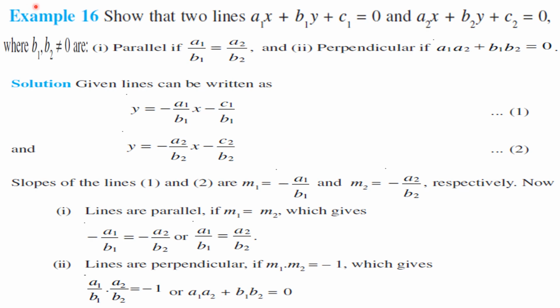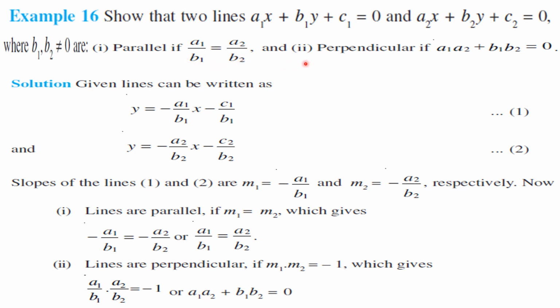Right. Let us take another example. Show that the two lines a1x plus b1y plus c1 is equal to 0 and a2x plus b2y plus c2 is equal to 0, where b1, b2 are not equal to 0, are parallel if a1 by b1 is equal to a2 by b2.